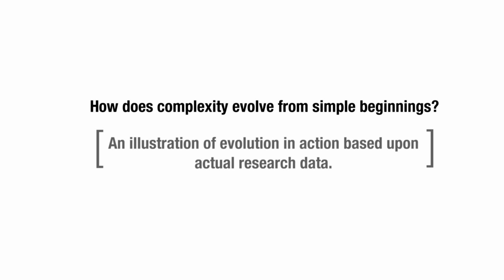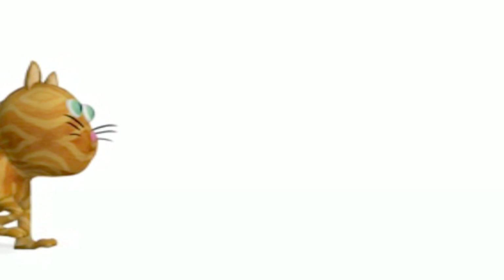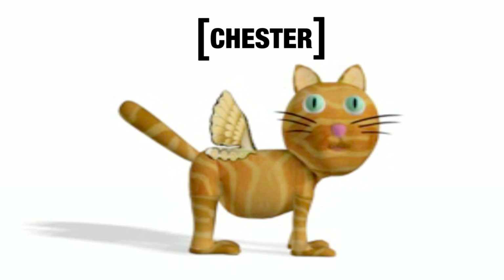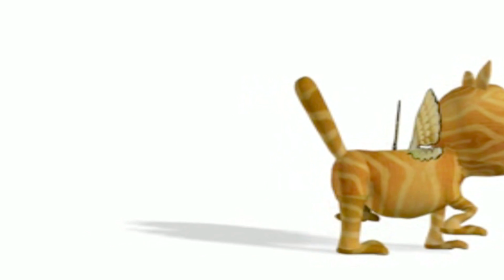When species evolve new traits and diversify, they often have to lose existing traits. This is called a trade-off. Chester, the computational cat, will show us how important trade-offs are to diversification in evolution.